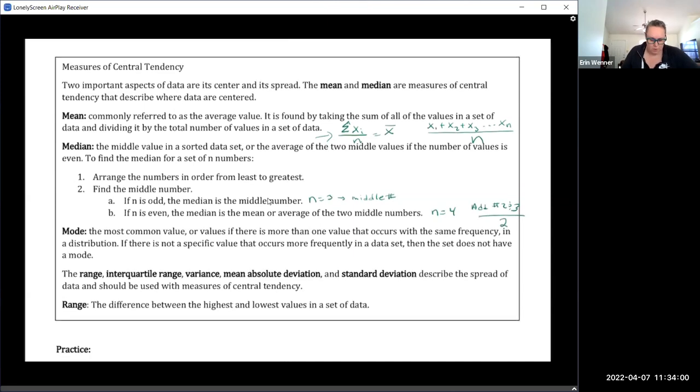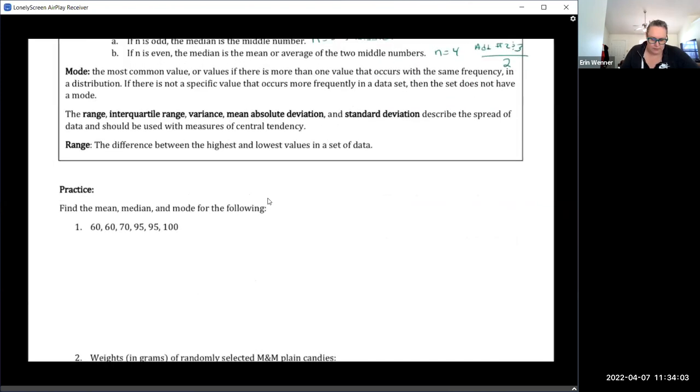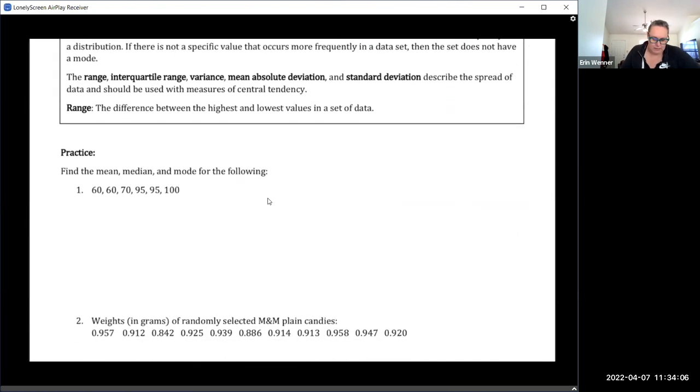So before I talk about mode and range and all that business, let's just first try finding the mean and median. So in our example here, we've got our set. If we count how many we have, 1, 2, 3, 4, 5, 6 numbers. Okay, so we're going to find our mean first. So we're going to add these all up, and then we're going to divide by 6 because there are 6 numbers total. So go ahead and simplify that and send me your answer in a direct message.